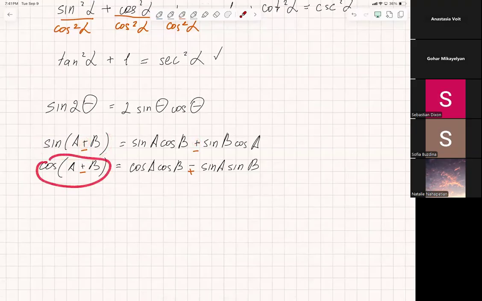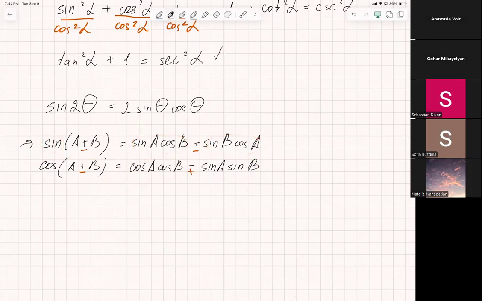For cosine, the signs are changing, right? So you had a plus, it will be minus. You had a minus, that would be plus. And again, for cosine, you have cosines together, sines together. For sine, you have sine, cosine, just changing your arguments, okay? And from here, you can easily derive this formula.